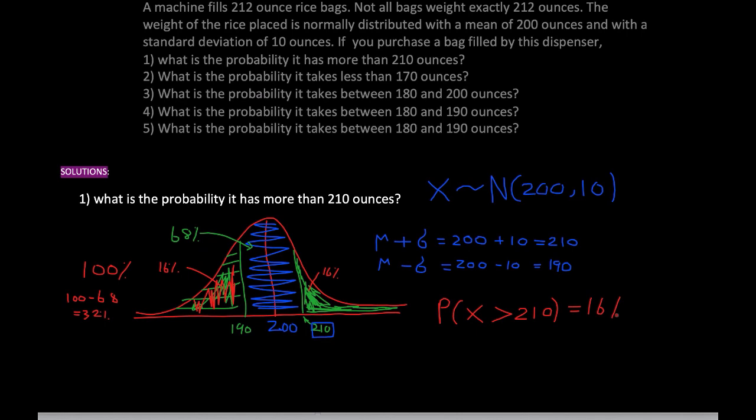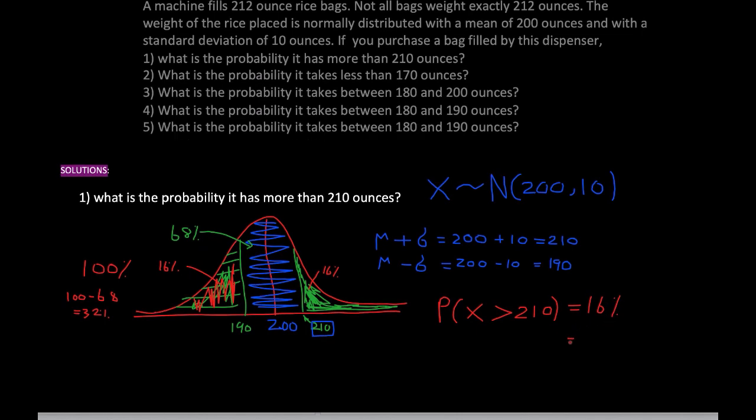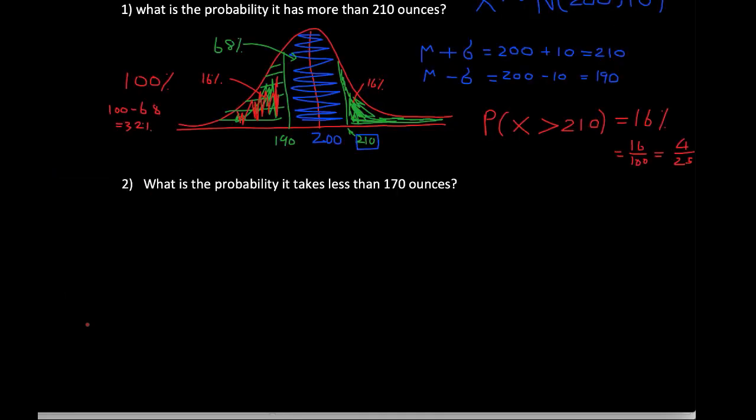In math, you can write down this equals 16 divided by 100, equal to 4 divided by 25. That is the answer for part 1. The second one is asking, what is the probability it takes less than 170 ounces?